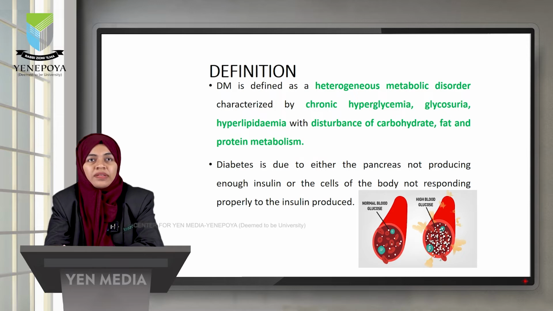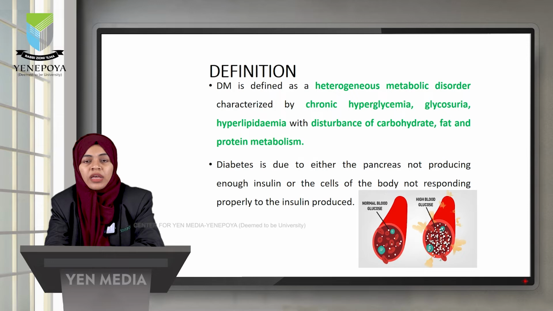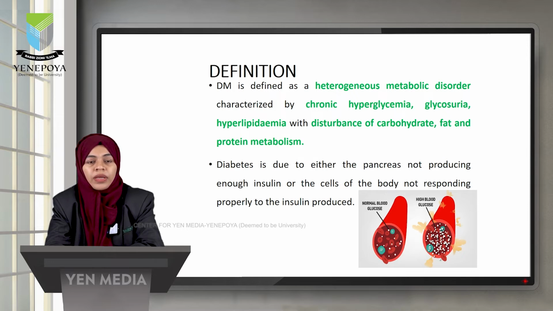What is diabetes? Diabetes mellitus is defined as a heterogeneous metabolic disorder characterized by chronic hyperglycemia, glycosuria, and hyperlipidemia, with disturbance of carbohydrate, fat and protein metabolism. Diabetes is due to either the pancreas not producing enough insulin, or the cells of the body not responding properly to the insulin which is already produced.